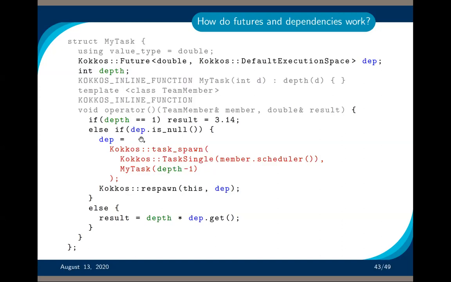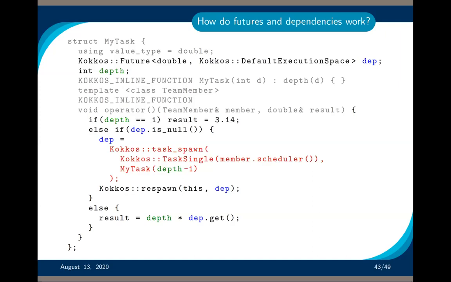So you need to basically respawn. In this case, we're going to respawn ourselves dependent on depth. And this basically means that Kokkos will not call the call operator of this current object again, right? This object is persistent. This object stays alive. It's going to get the call operator called again, but the data members are going to be the same as when we exited, right? All of the rest of the state of the functor is going to stay the same.